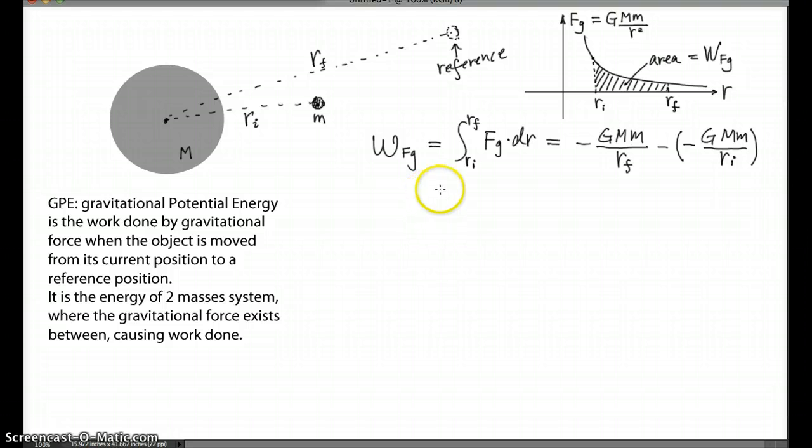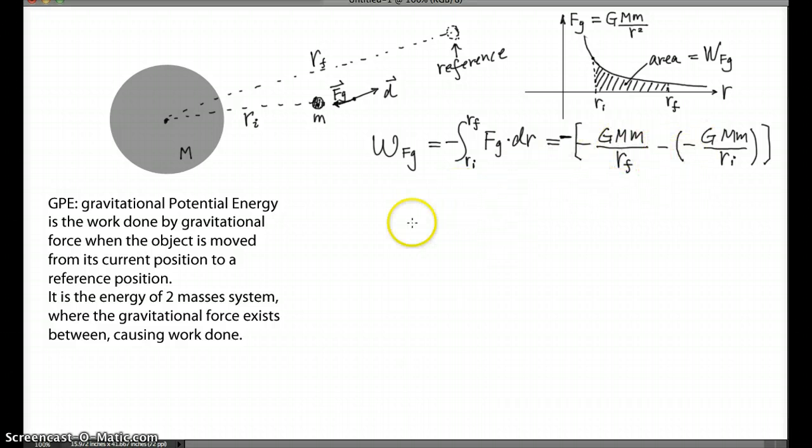Now we do have one problem here, because the area we're finding does not have a sign, meaning it's positive. But if you move the object away from the Earth, that's the direction of your displacement, while the gravitational force is actually toward the Earth. So when you move away, the displacement and force have opposite directions, and the work done must be negative. That's why we need to add a negative sign here.